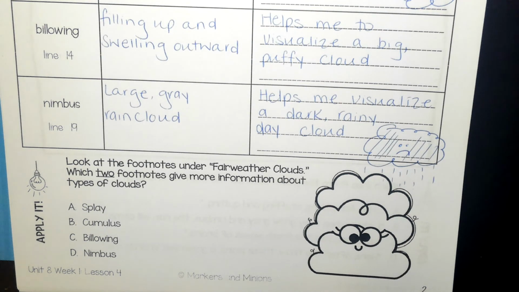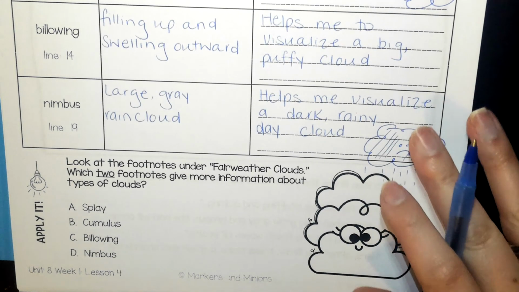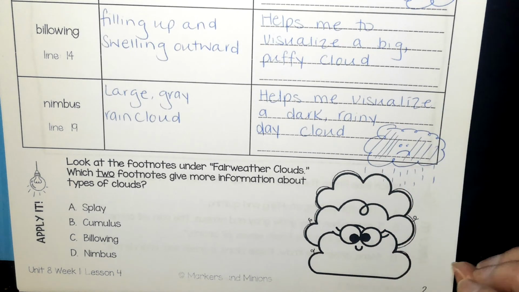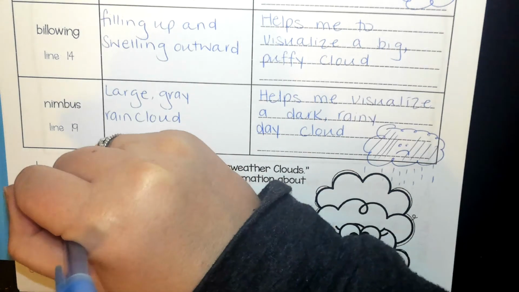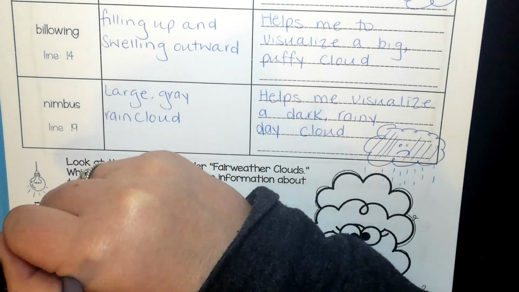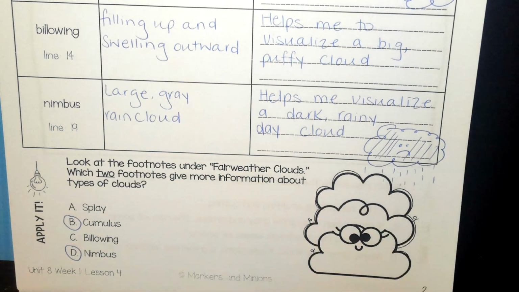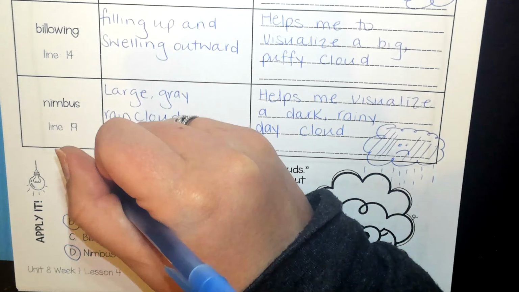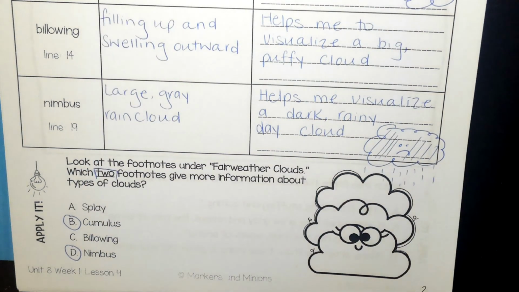Okay, now that you've unpaused the video and you're ready for the answers, the two footnotes that give more information about types of clouds are the two different footnotes that described types of clouds. So the first type of cloud we talked about was cumulus. So you should have circled choice B. And the other type of cloud that we talked about was nimbus, and that's choice D. So make sure that you have two footnotes circled down here, the cumulus and the nimbus.